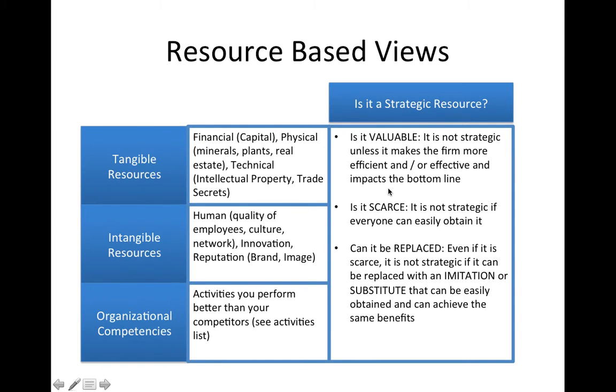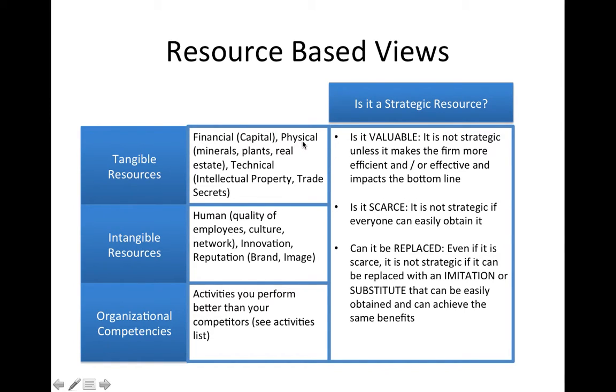Now, in addition to thinking in those general terms, you also have different categories of resources where you might find value. So we have tangible resources, intangible resources, and competencies. Think of a tangible resource as something that is clearly defined. You can touch it, you can see it, whatever that is. One of those is money. If you've got more money than other people, that's clearly valuable. It's scarce and can't be replaced by anything else. Money is money. And so if you can afford to do things that they can't do, then that's an advantage for you.